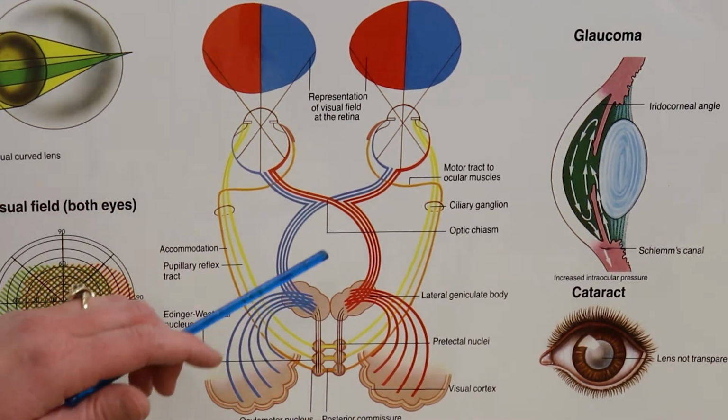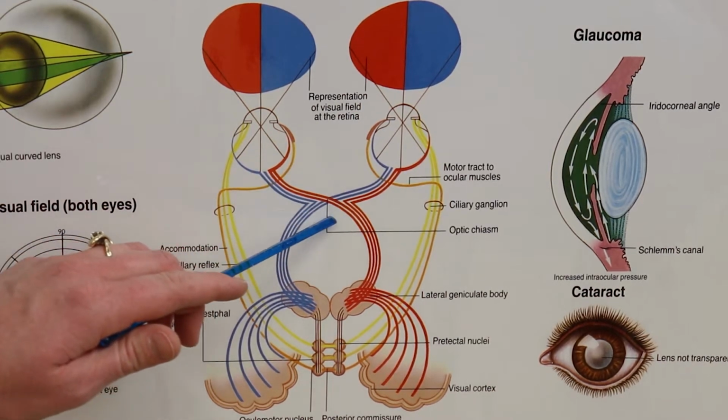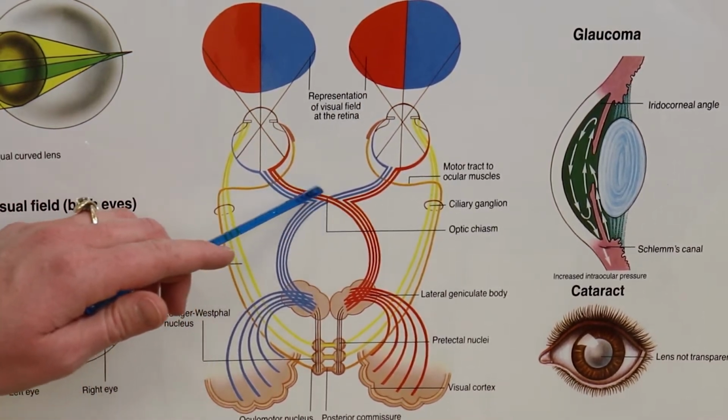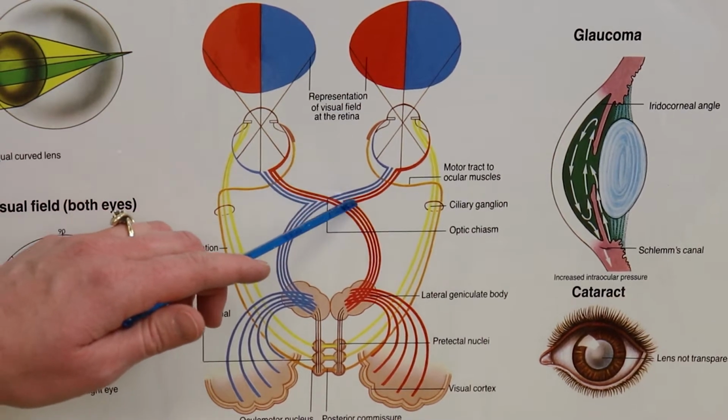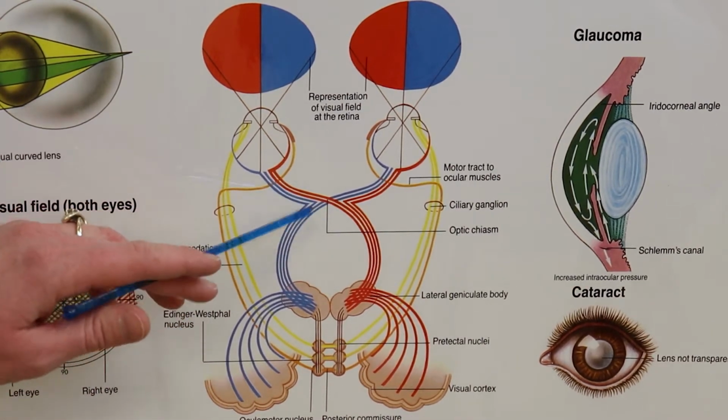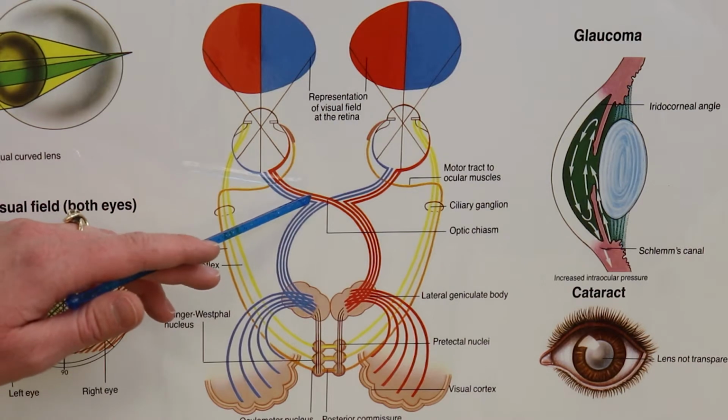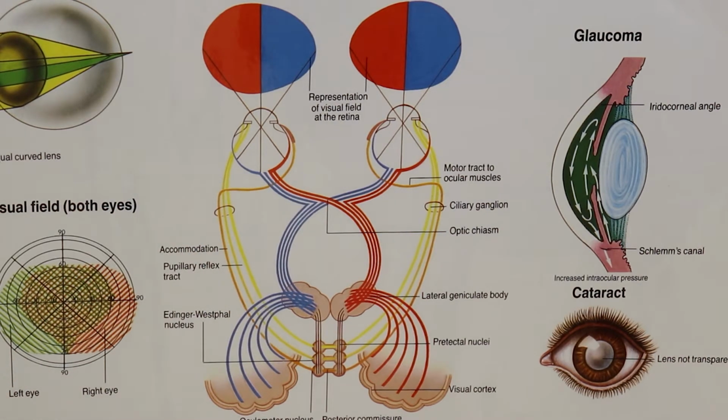And one other thing that I'll point out here is this optic chiasma is located just above the pituitary gland. And so one major symptom of pituitary tumors is visual defects.